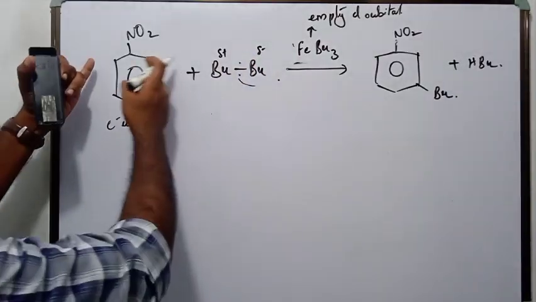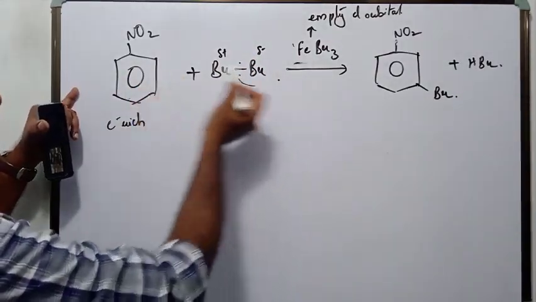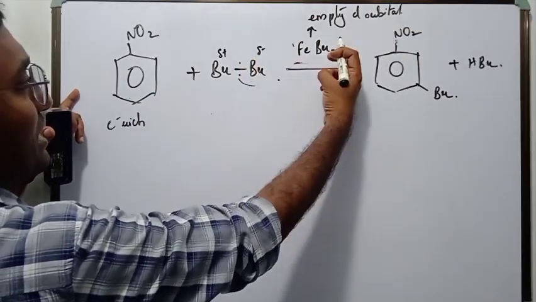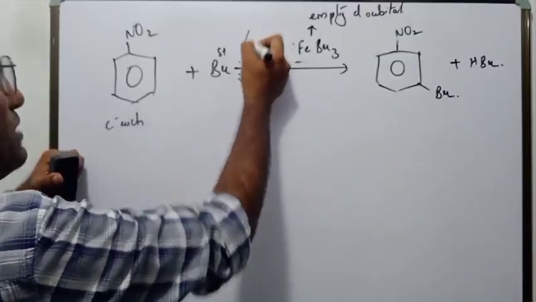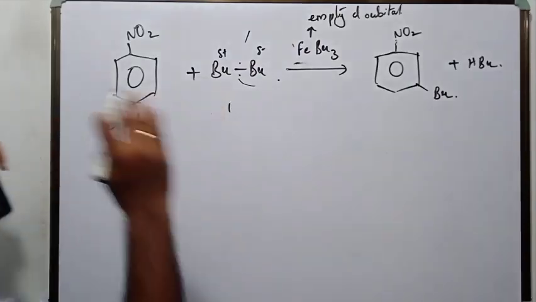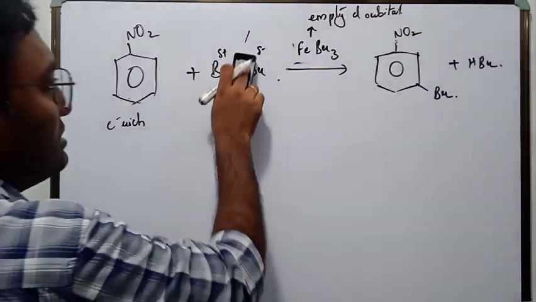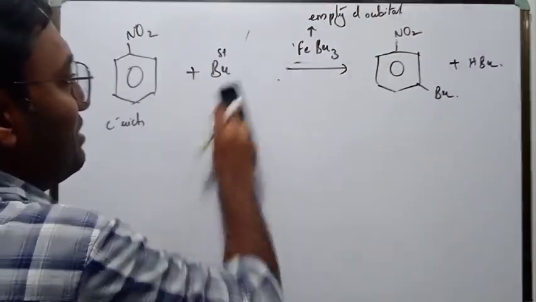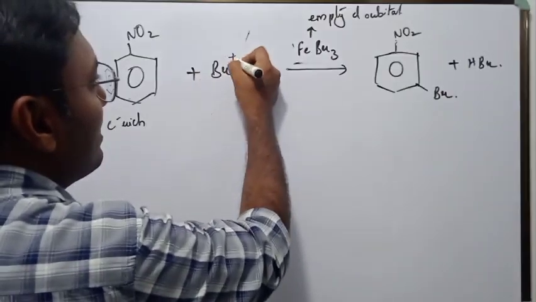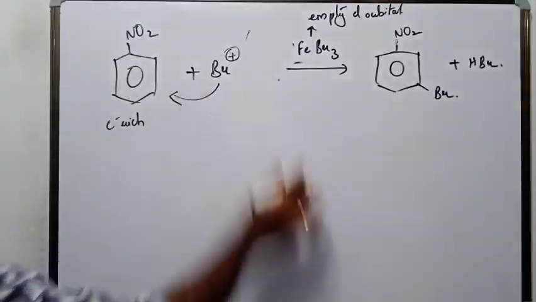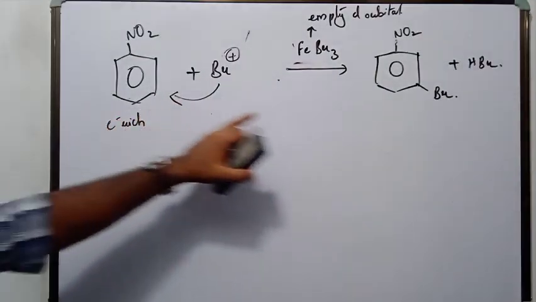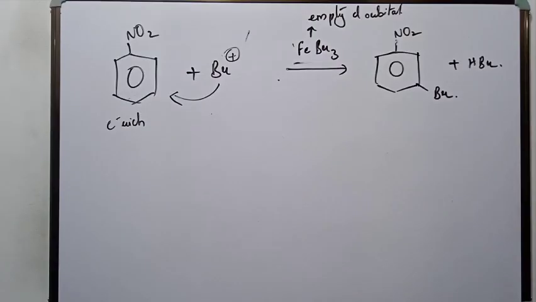Because benzene attracts Br plus and FeBr3 attracts Br minus, the cleavage is bound to take place. The heterolytic cleavage of the Br-Br bond is bound to take place. One Br would become positive, the other would become negative. And it will be the positive Br that will act as an electrophile and attack the meta position, resulting in the meta-bromo nitrobenzene. Dear students, that sums up the reaction.